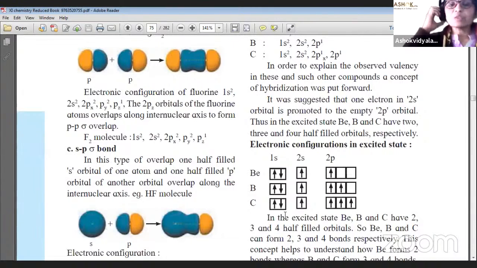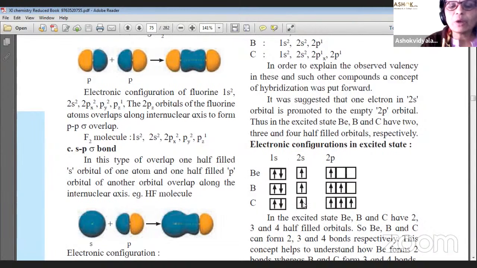See, in case of the carbon, it has electronic configuration 1s2, 2s2, 2px1 and 2py1. So there are two unpaired electrons, but when the molecule CH4, methane, or carbon tetrachloride is formed, there is formation of 4 bonds. So how is that possible? That is explained on the basis of the concept of hybridization again.